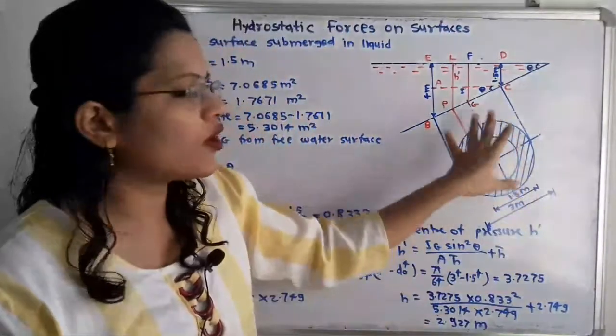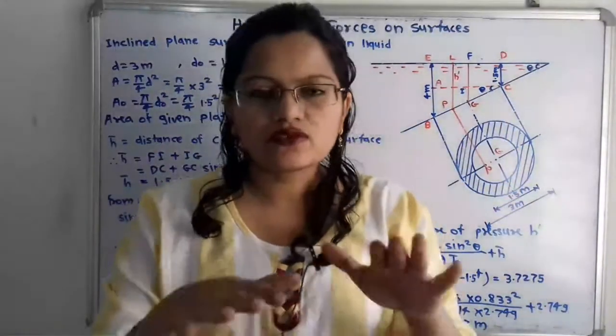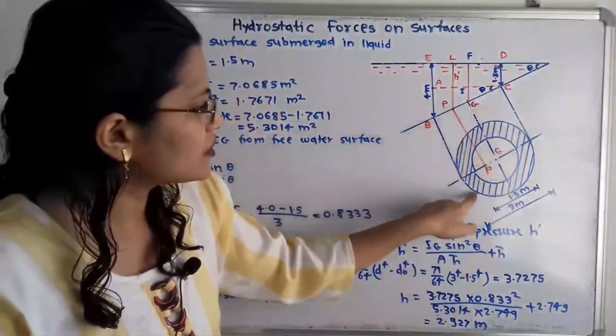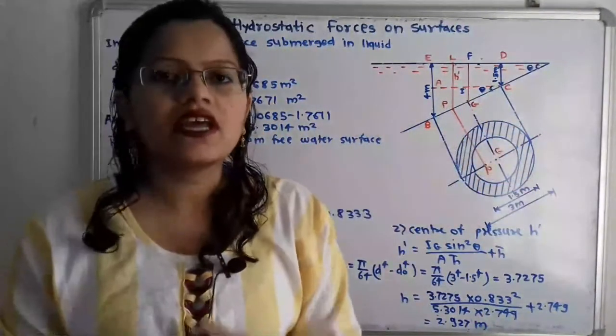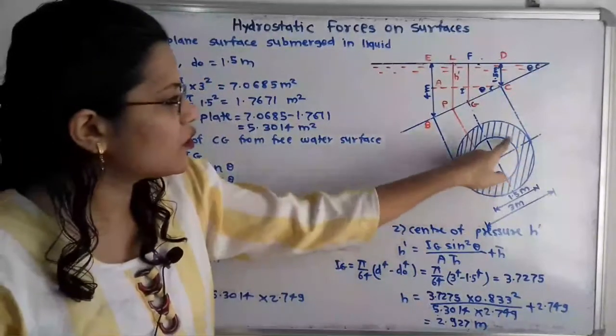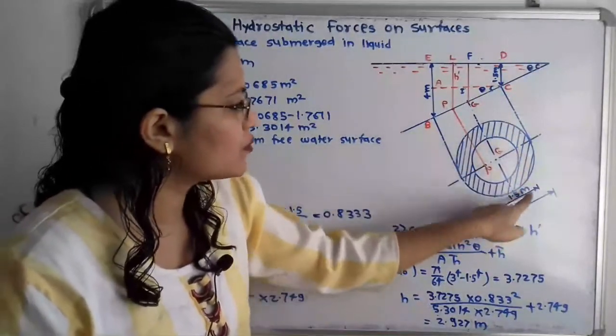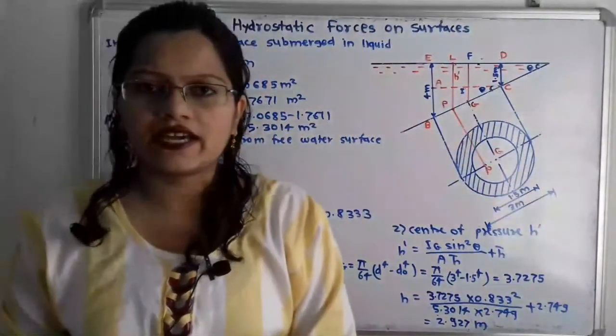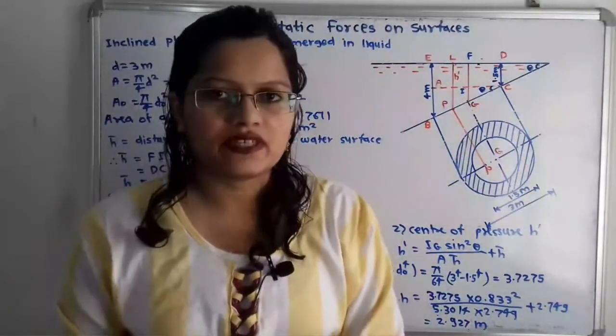So this is the view of the plate that is normal to the surface. Here we first draw this 3 meter diameter circle, and inside it we show the hole of 1.5 meter diameter. So this is the construction diagram as per the given data.